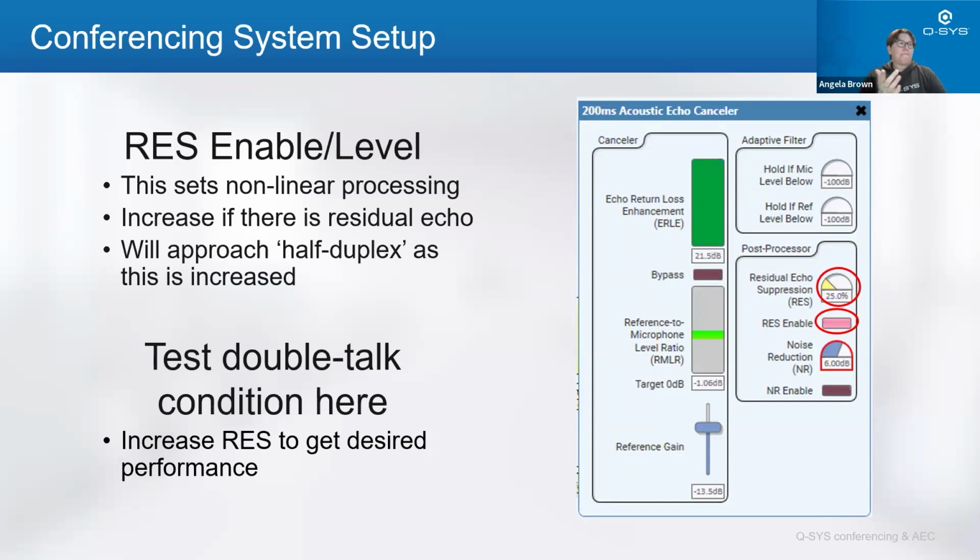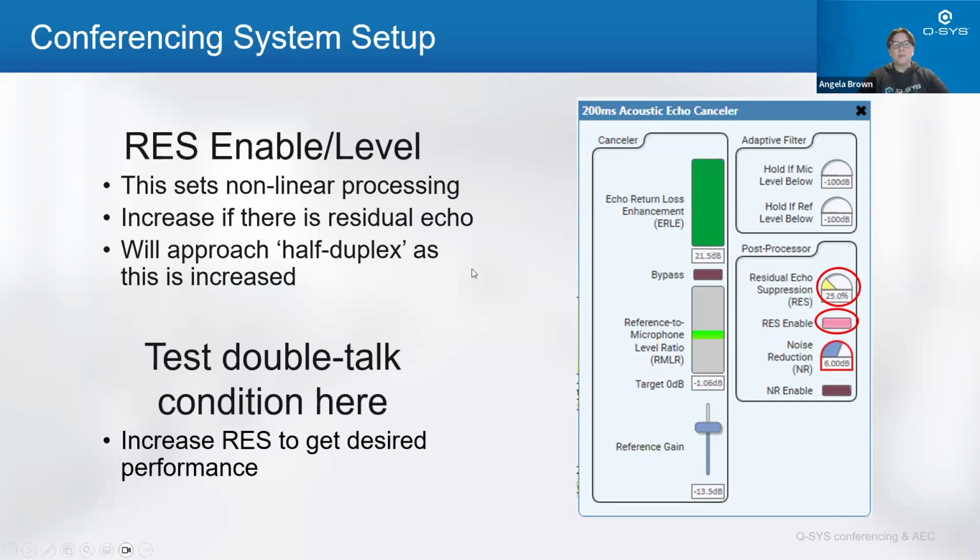Last thing, double talk. When you've set your residual echo suppression, test your double talk condition. If your far end is talking and you're talking in the room, hear what that does to the far end audio. This is a place where you can adjust the residual echo suppression just a little bit more. Double talk is one of those places where you're going to create the most errors coming out of your AEC algorithm. So it's a good place to stop and test your double talk.